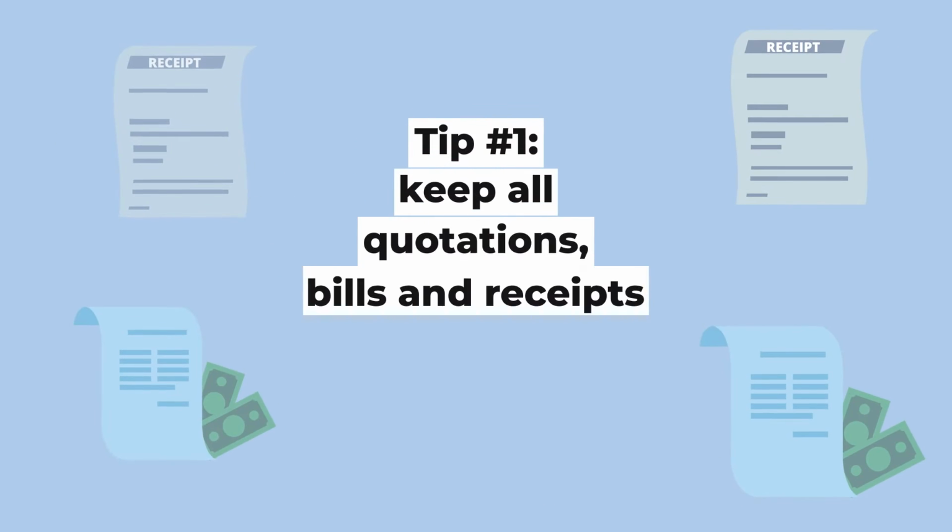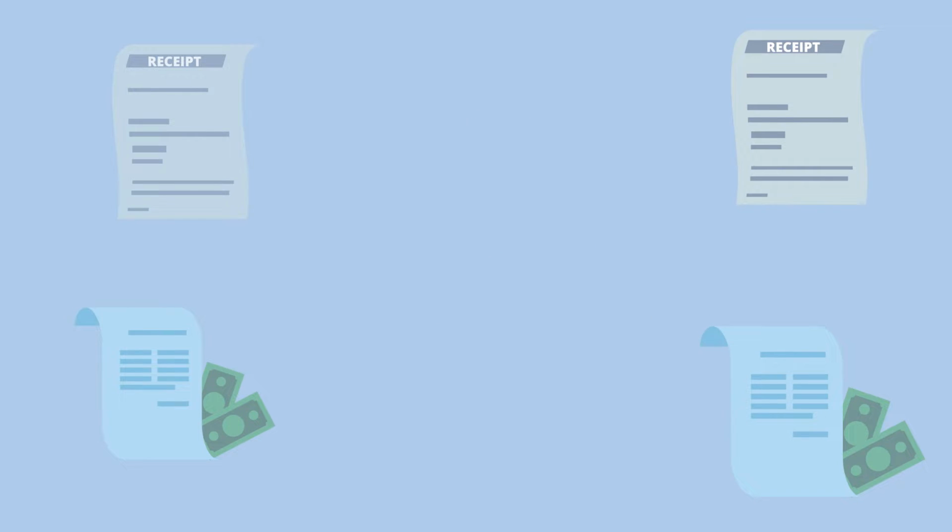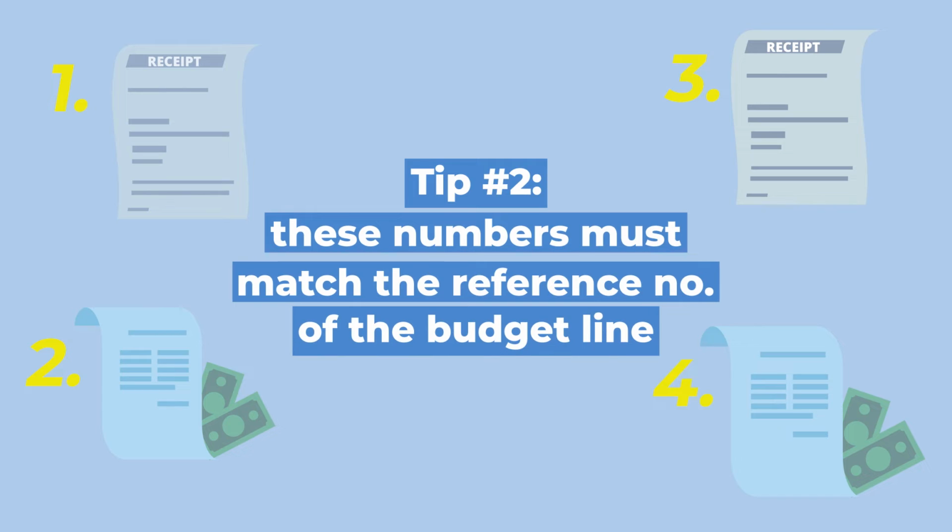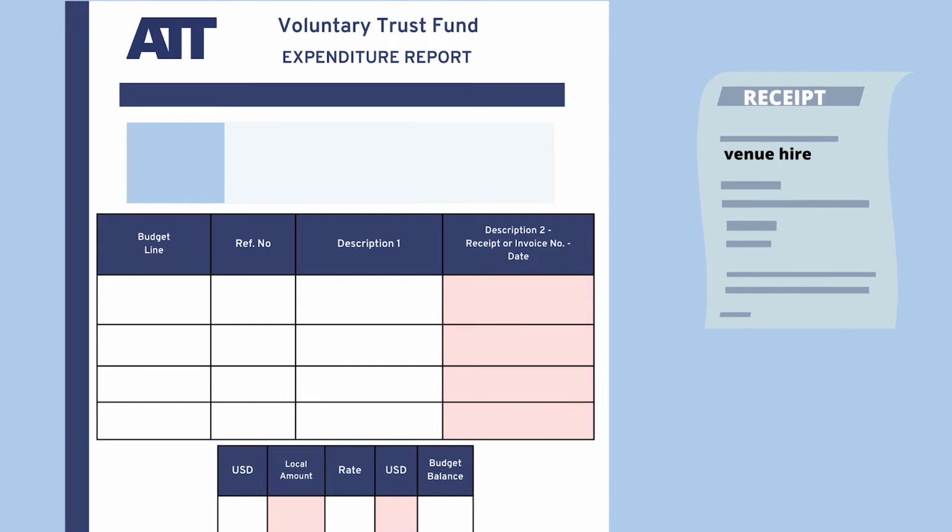Point 1. Keep all quotations, bills and receipts for all project expenses. Point 2. Number these supporting documents in accordance with the reference number of the budget line they relate to. So if the receipts relate to the budget line venue hire, and the reference number in the column Reference Number for this budget line is 3, number all receipts relating to venue hire with the number 3.